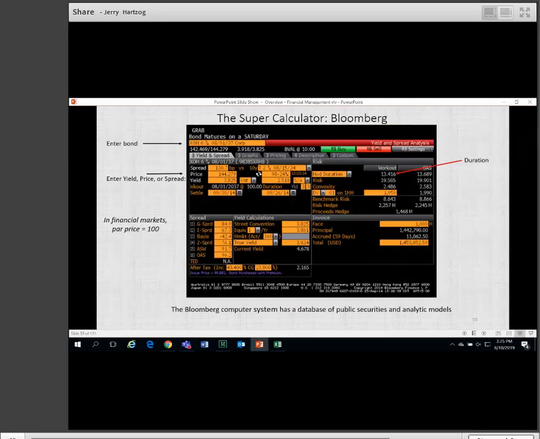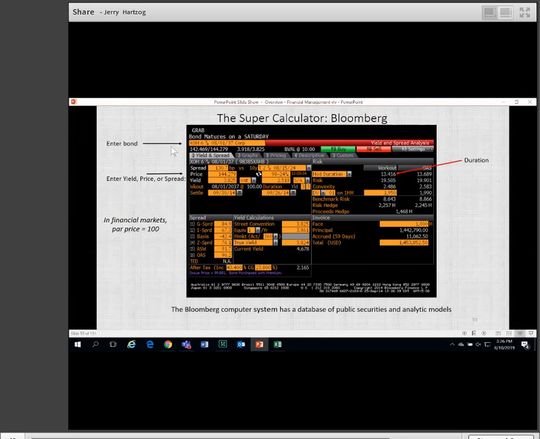Okay, how do we actually trade bonds in the real world? As you might guess, investors don't sit around with their TI calculator to calculate the price and yield of bonds. What they use is something called Bloomberg. And if the name sounds familiar, Michael Bloomberg, the former mayor of New York City, became a billionaire by founding the Bloomberg Company. And what this is, it's a giant database of all public securities and a variety of analytical models. For instance, you see one of the screens from Bloomberg depicted here.